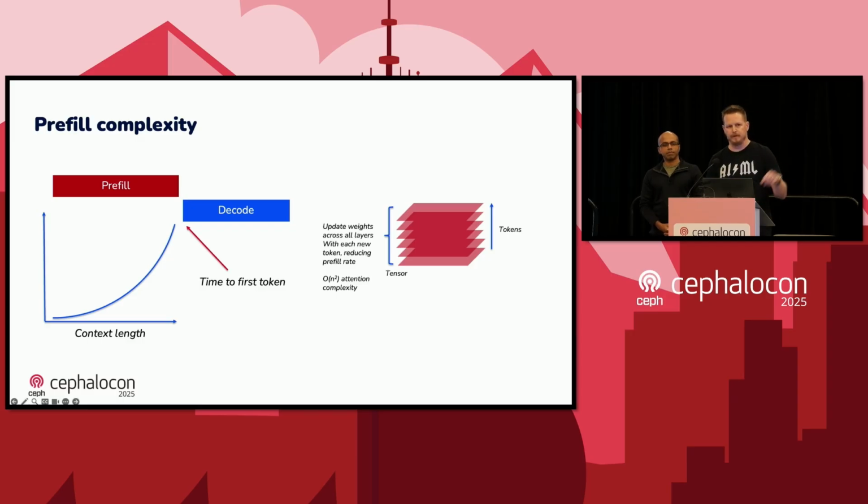If you think of a matrix where it has the tokens across the top, and then the tokens going down the side, every time you add another token, you're adding a row and you're adding a column, and so that's where this complexity comes from.